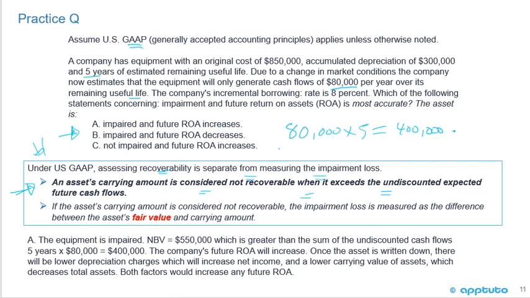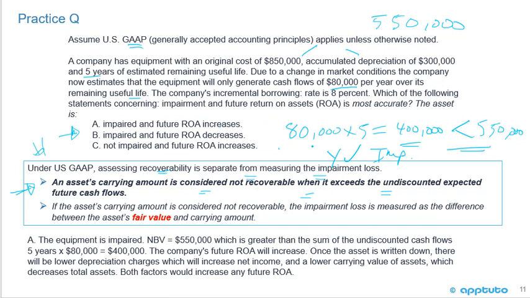And we can see that indeed is less than the net book value. So we have to calculate the net book value, but we should know that. That's the original cost minus accumulated depreciation. Again, I don't even need my calculator. 850,000 minus 300,000 is 550,000. So my undiscounted future cash flows are less than my net book value, my carrying value. So indeed, yes, the asset is impaired.